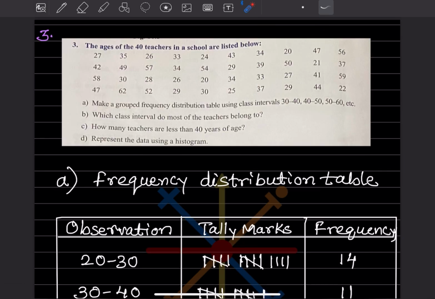Now let us see how to do this one. The ages of 40 teachers in a school are listed below. This is the list given. So you have to make a grouped frequency distribution table using the intervals 30 to 40, 40 to 50, 50 to 60, and so on. And then we'll see one by one.